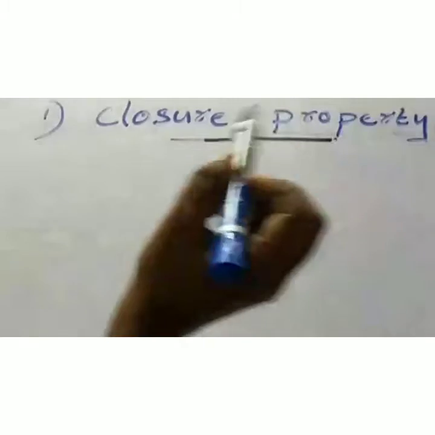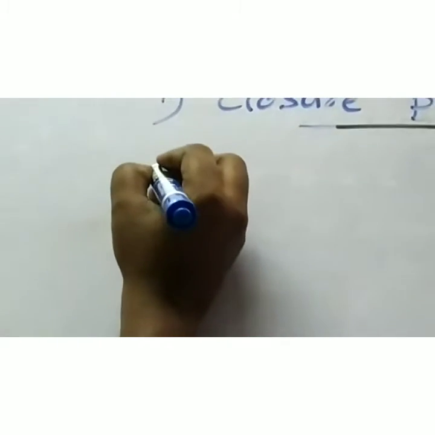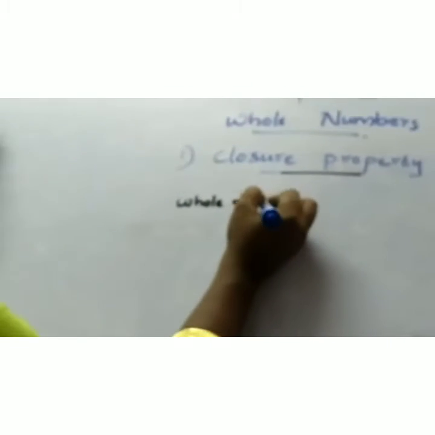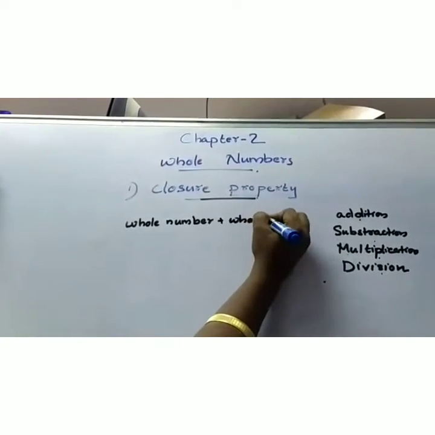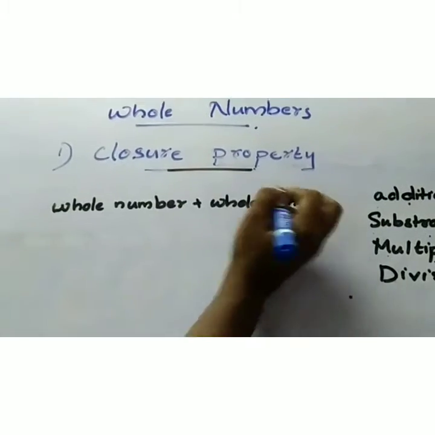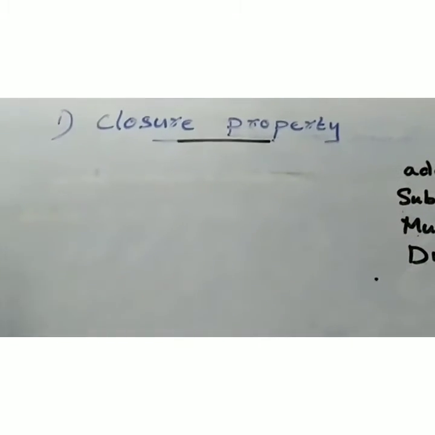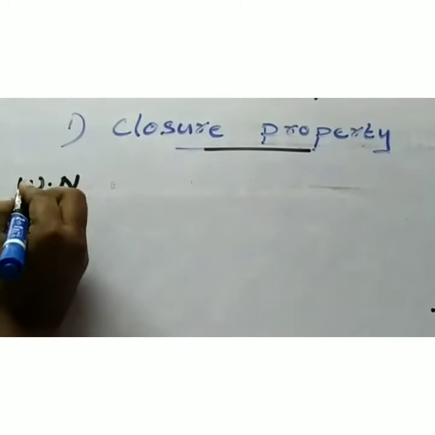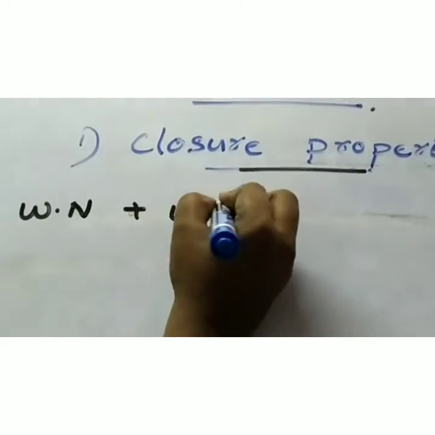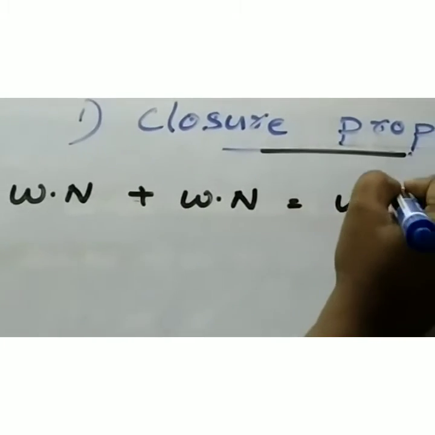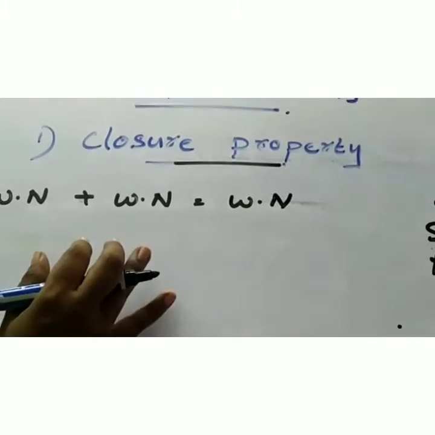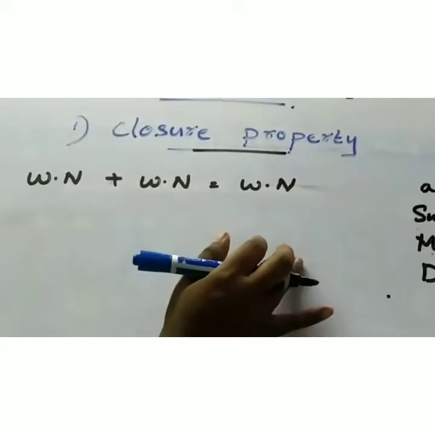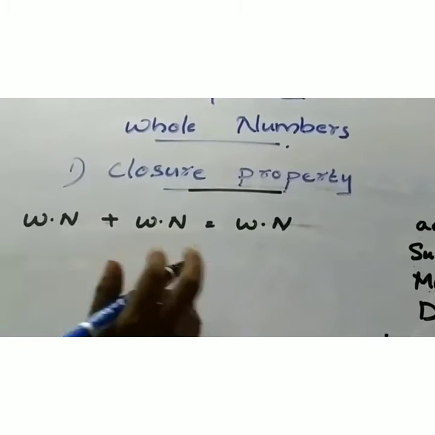What is closure property? Whole number plus whole number. We write it in a short form. Whole number means WN. Whole number plus whole number is equal to whole number. That means the sum of any two whole numbers is a whole number.